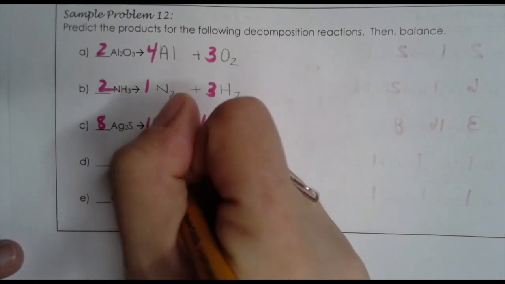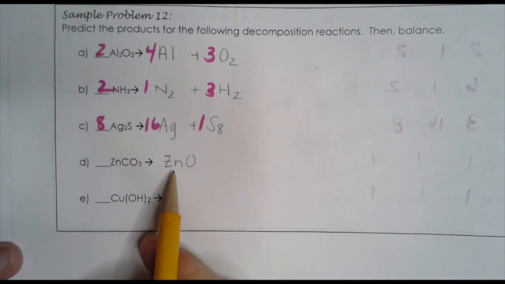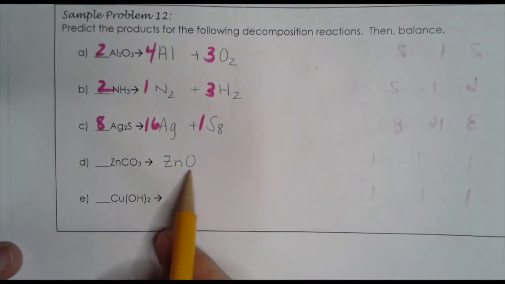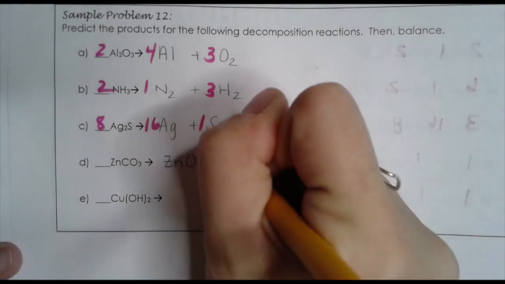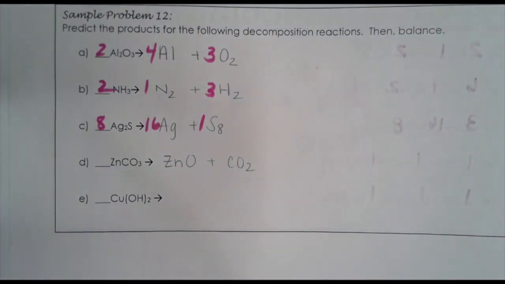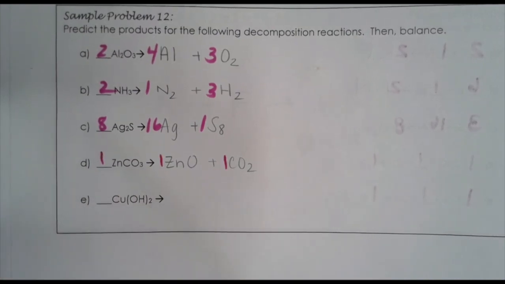So I do have to actually write a formula here. Zinc has a charge of +2 and oxygen is -2, so those will cancel each other out. My other product is carbon dioxide, CO2. And then you would just balance it from there. All of your coefficients are 1.